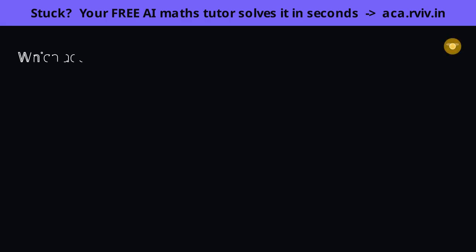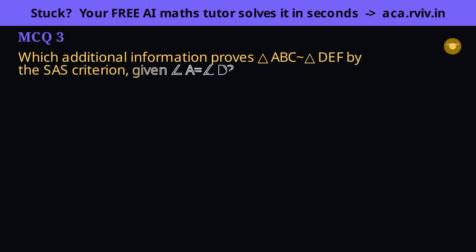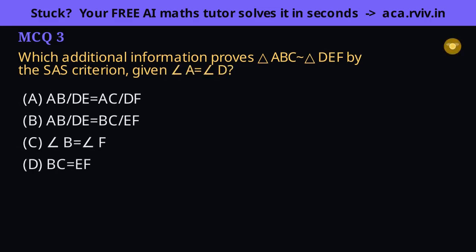The critical word in SAS is included. The equal angle must sit between the two sides whose ratios we are matching. So first identify which sides border the given angle, then demand those specific sides be proportional. Consider the four options. Angle A equals angle D is the given angle, and the two sides forming angle A are AB and AC, likewise DE and DF form angle D. So the SAS pairing we need is AB over DE equals AC over DF, which is option 1.